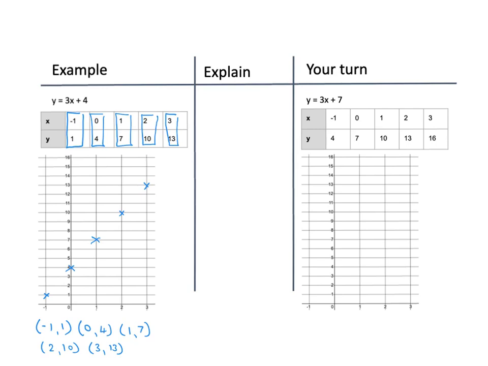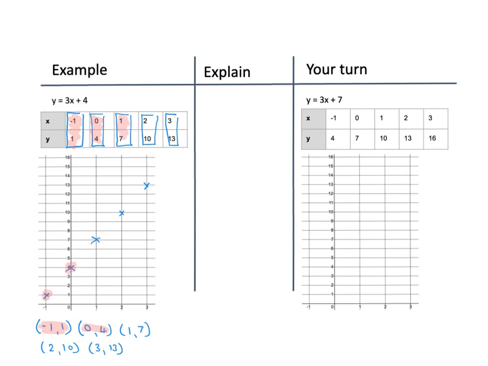Going through these one at a time. Firstly, the first pair of values. X is -1, y is 1. The coordinate is -1, 1. 1 along, or -1 along, and 1 up, gives us this point. The second set of values, x is 0, y is 4. The coordinate is 0, 4. 0 along, 4 up, is this point here.